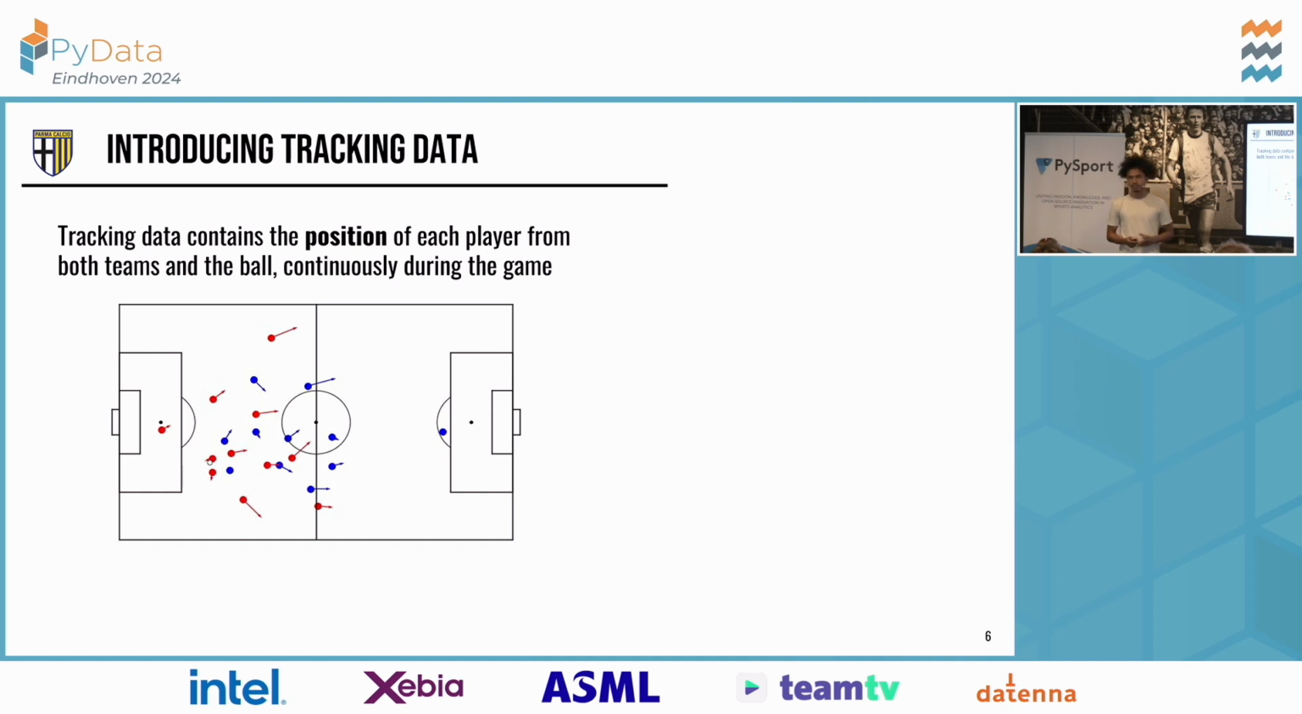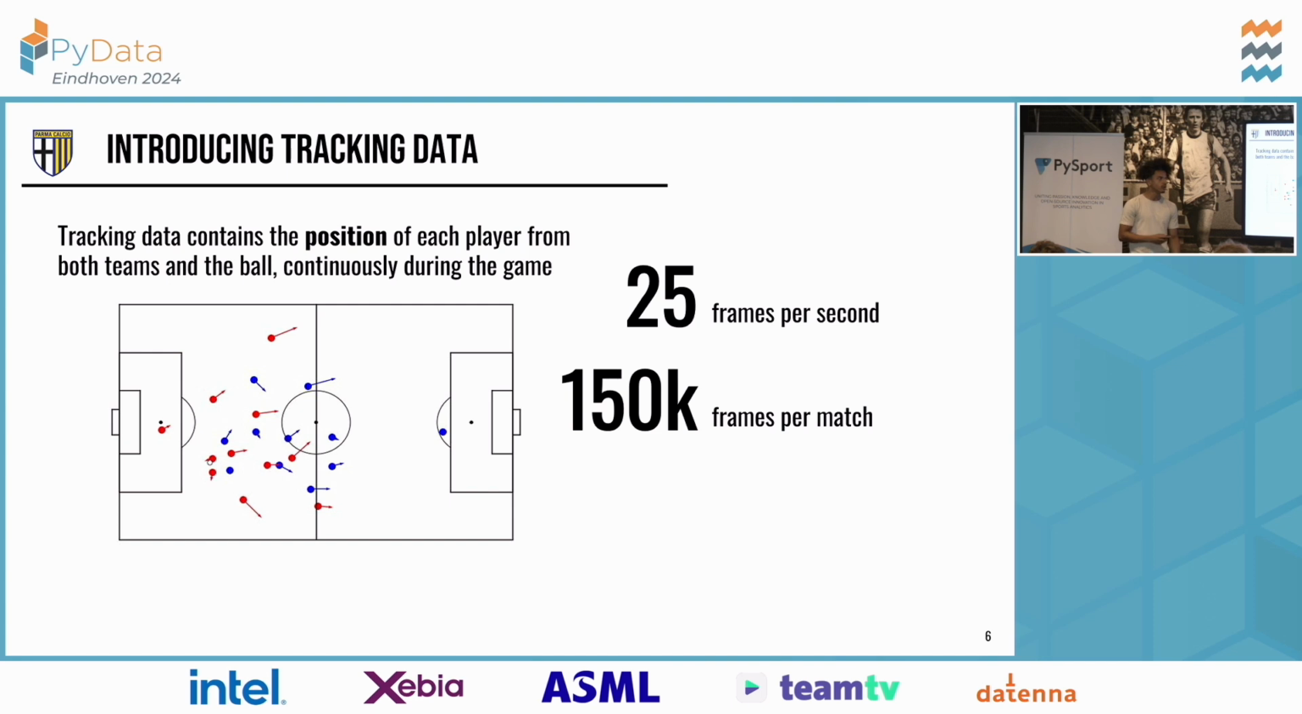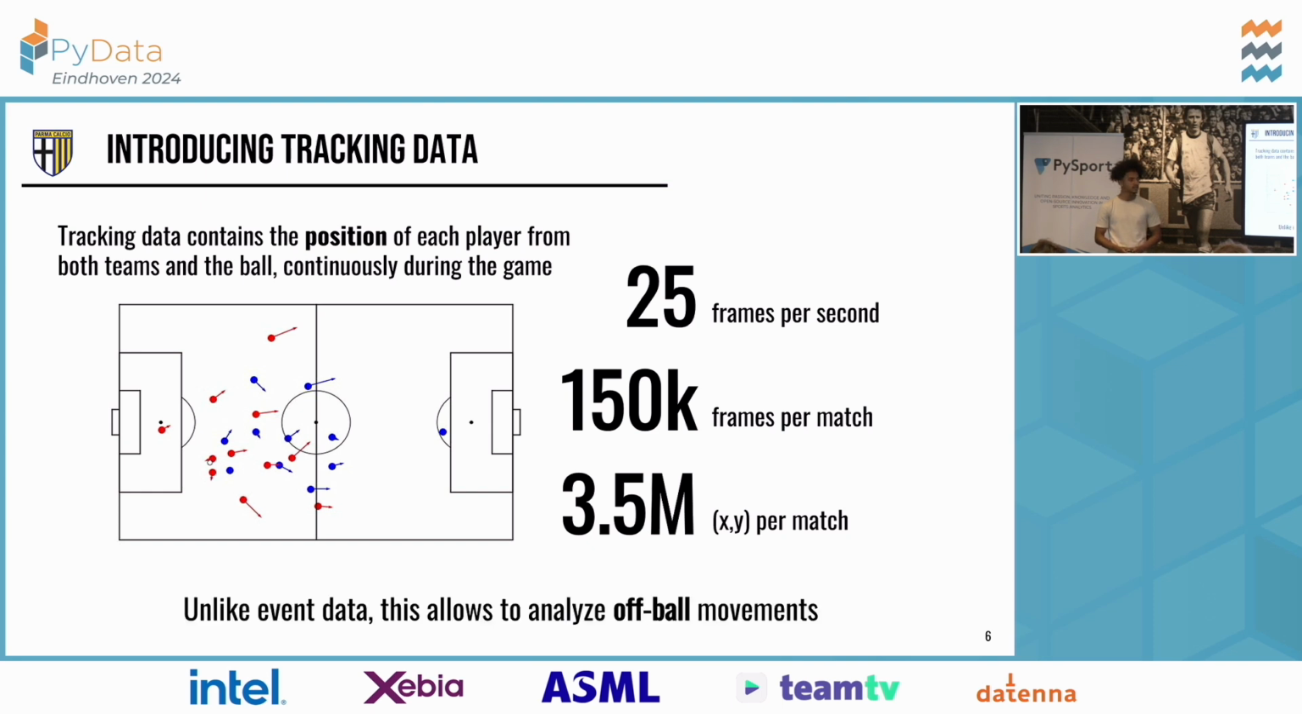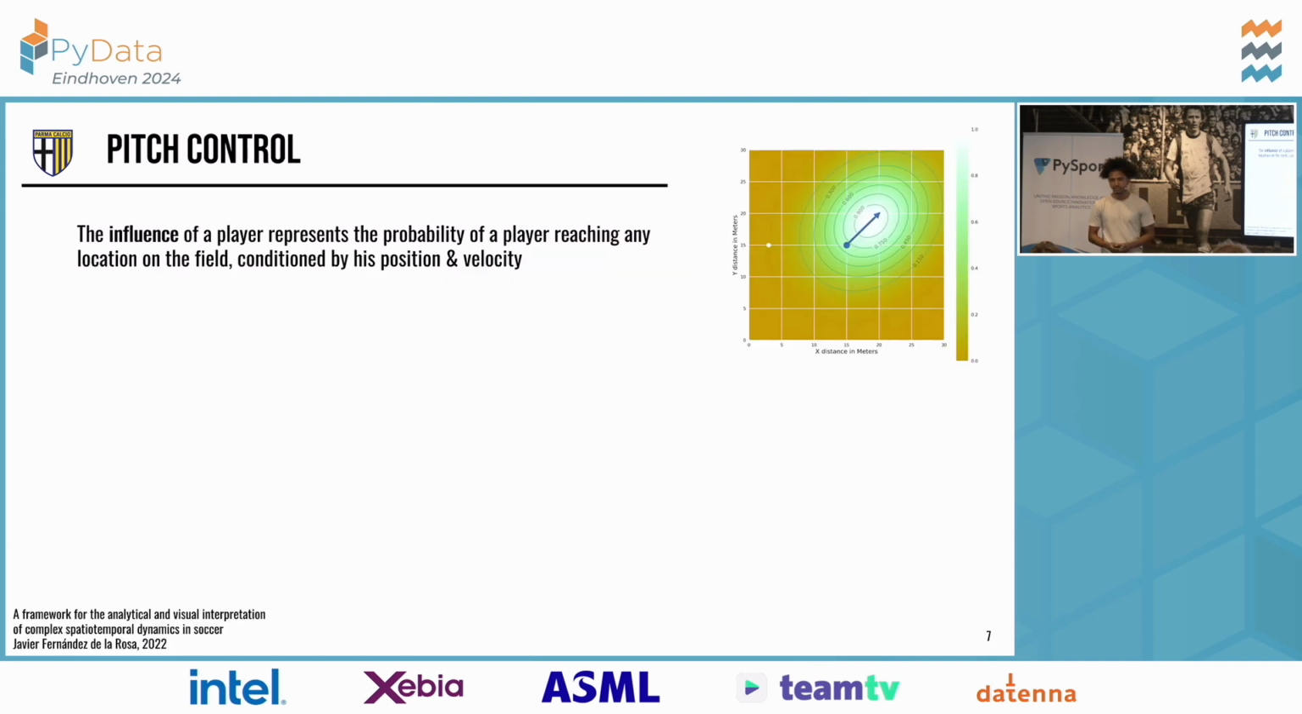Tracking data is simply the position of the players and the ball, continuously during the game. And from the position, we can derive the velocity that you can see here with the arrows. In terms of volume, this is 25 frames per second, which equals 150K frames per game and 3.5 million coordinates. And this is what we need to analyze off-ball movements. So now I'm going to go through some models that we infer from tracking data, and then I'm going to show you how we use them.